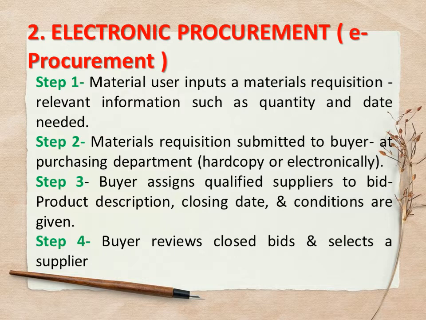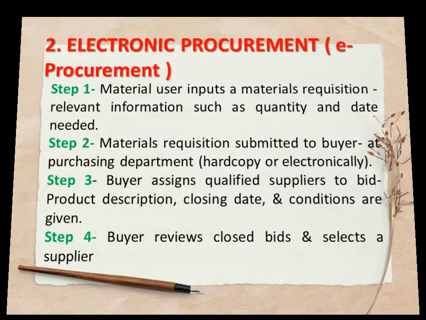So, if we have a lowest bidder, we close the bid and then you select that supplier. Okay, so it is similar in electronic procurement. The only difference here is that it is no longer manual, no longer handwritten, less paper, a paperless transaction maybe.